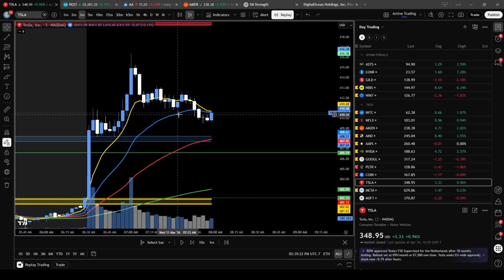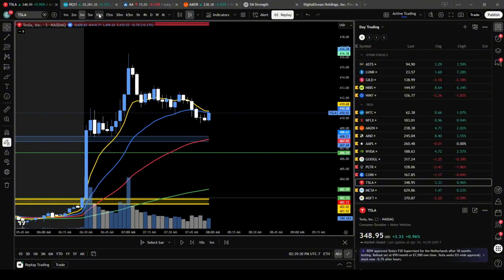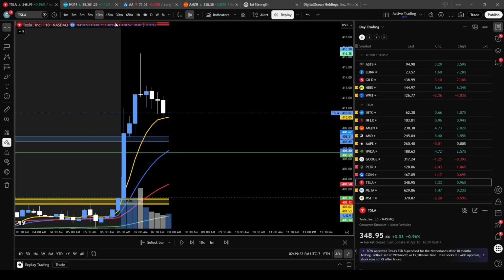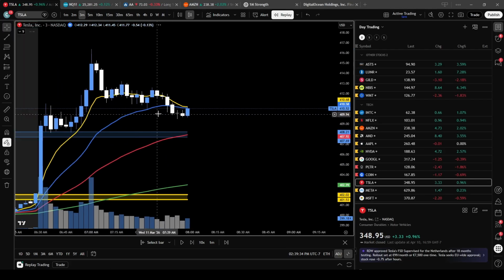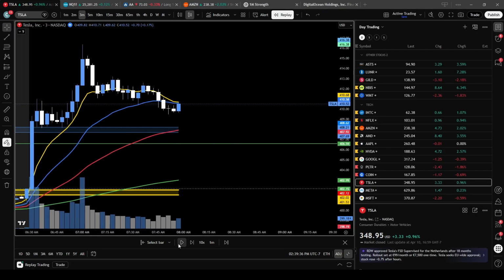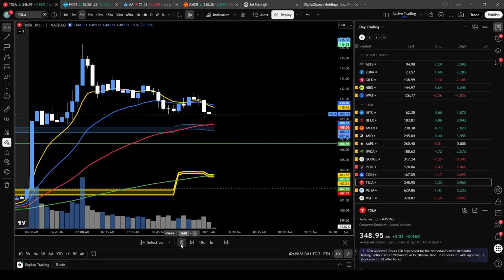Your actual entry, if you wanted to take it, would be right here off this 20 EMA tap and then take it up. But because this price action isn't clean, that doesn't work out. And now it's trading below 20 EMA and it doesn't work.